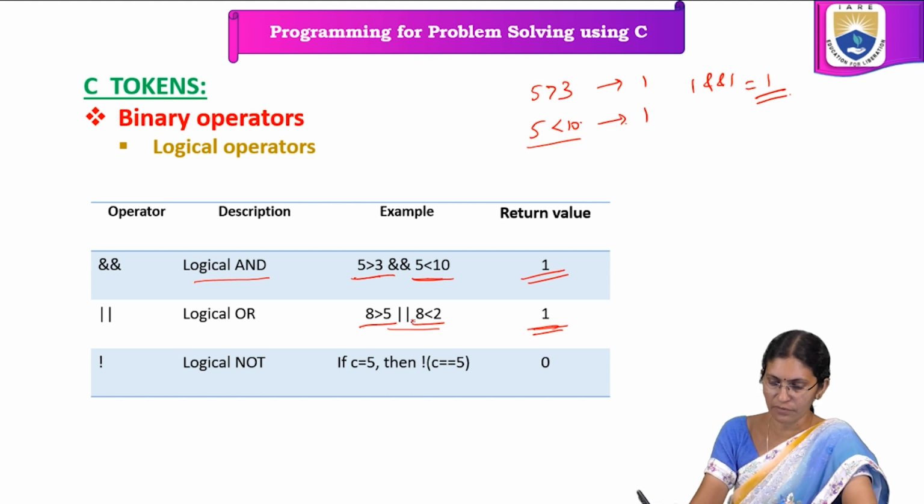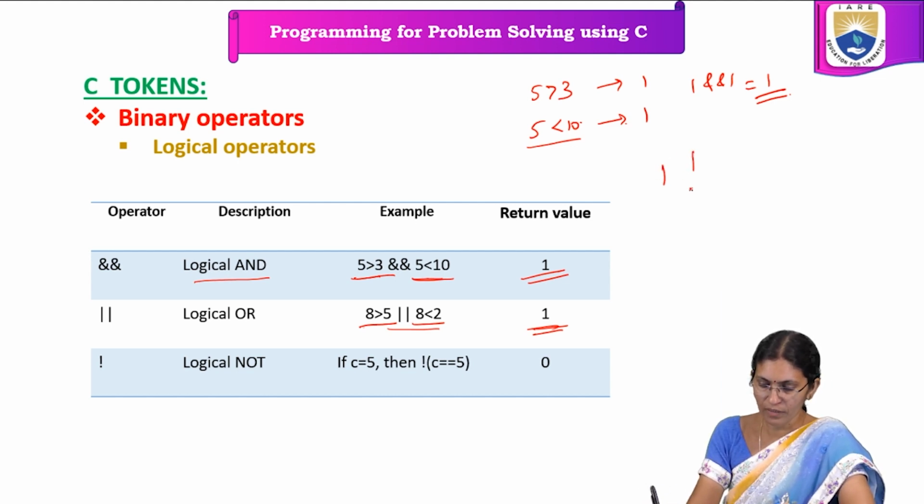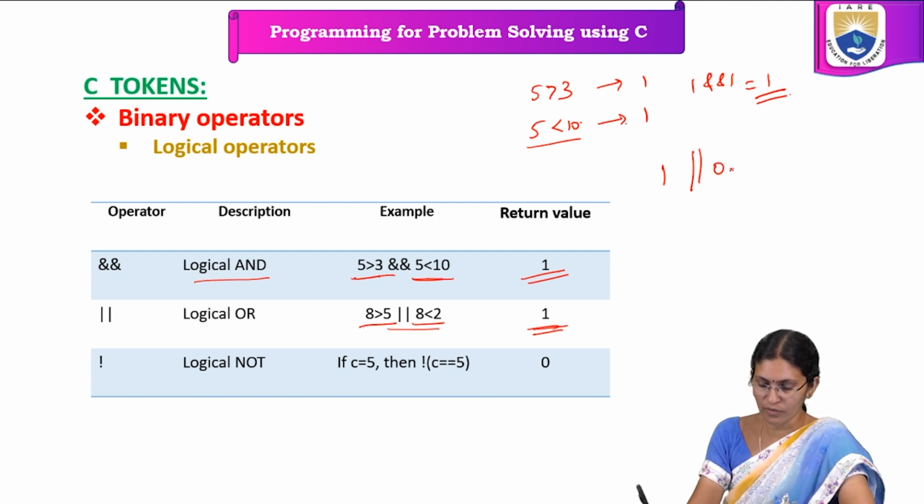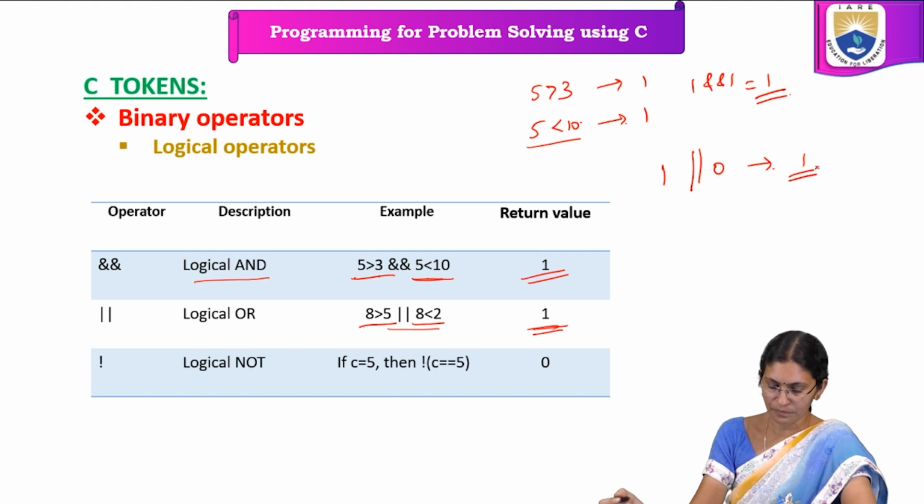So 8 is greater than 5, that means it is true. Next OR, and after that 8 is less than 5, that is false. So therefore the resultant will be 1 OR 0, which means it will be 1.